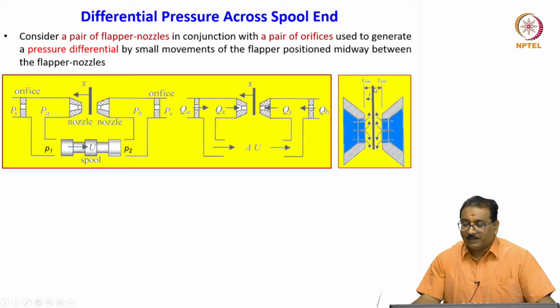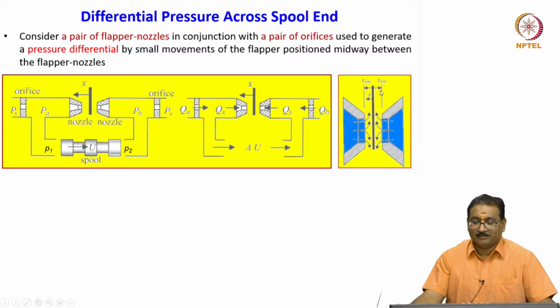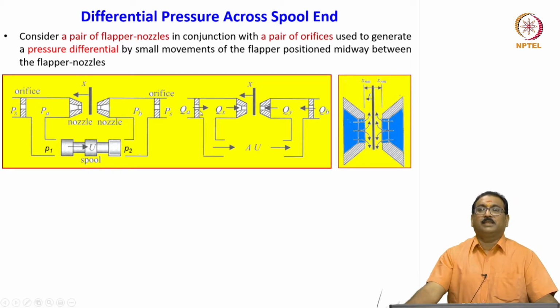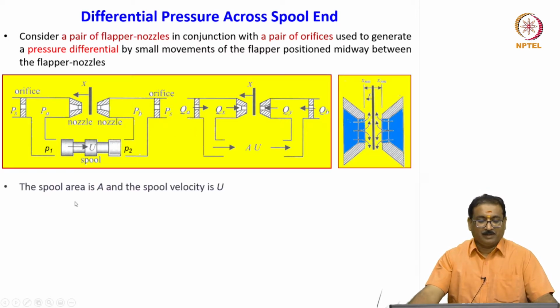Here I have shown you, this is the flapper. The distance between the flapper and the nozzle is xnm. When in the null position, xnm is equal on both sides. Okay friends, let us see here the flow is QA and QB, QX from the nozzle and QY from the nozzle. This is the orifice flow. Let us see the dynamics of the spool movement. The spool area is A and the spool velocity is U.